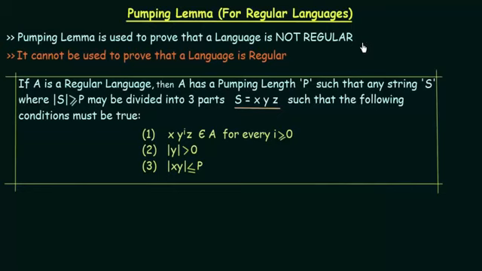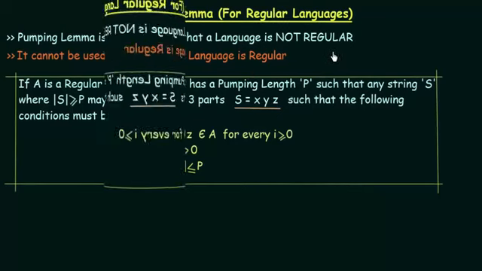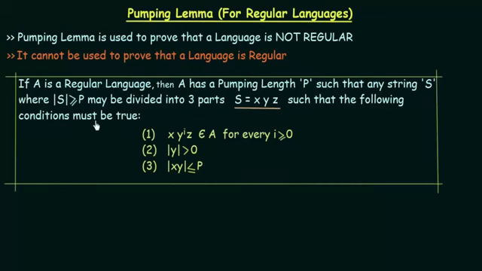So how can we prove that a language is not regular? For that, we will be using this pumping lemma. But you should keep in mind that the pumping lemma can be used to prove that a language is not regular, but it cannot be used to prove that a language is regular. It can only be used to prove that a language is not regular. Okay, so now we'll see what the pumping lemma states and how it can be used to prove that a language is not regular.